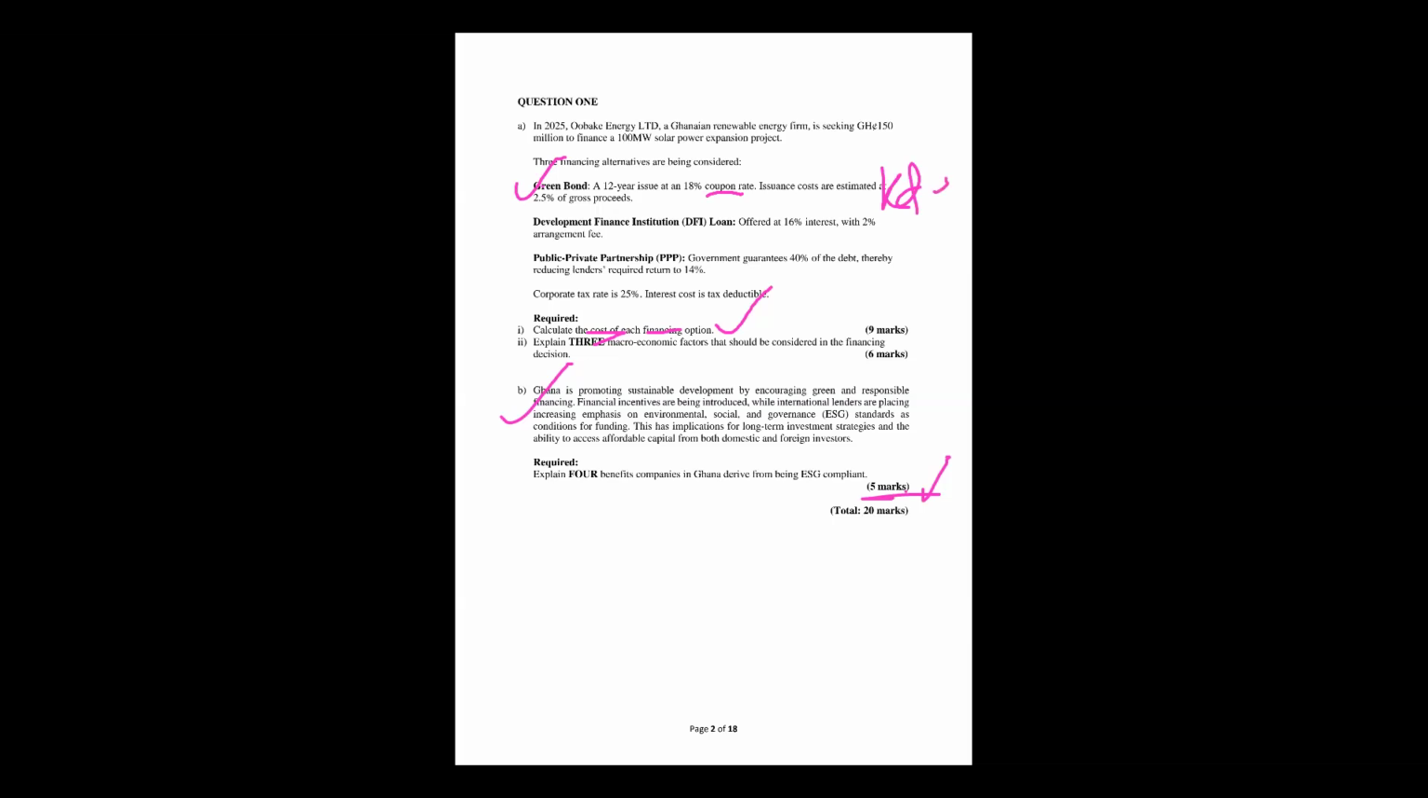Developer financing loan. So this is what? Another cost of debt, but it's a cost of loan. Private partnership, government guarantees 40% debt, thereby reducing lenders' required return. Corporate taxes, interest cost is tax deductible. So if I know my formulas for cost of debt and cost of loan, I'm good to go. My ability to state the formula for cost of debt on bond and cost of loan, the bond, is it a redeemable or irredeemable bond, right? That will even attract a mark only for me to state the bond.